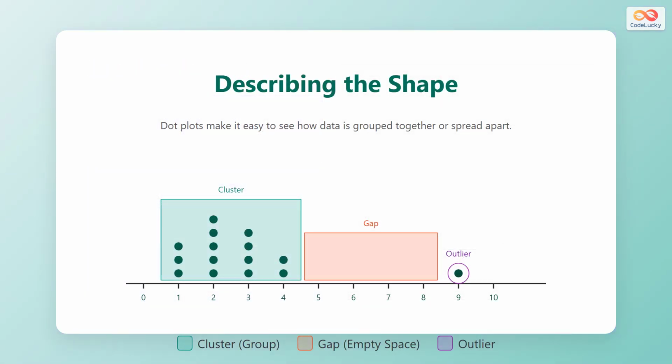Dot plots are fantastic for showing the shape of data. We can easily identify clusters, which are groups of dots packed close together. We can also see gaps, which are spaces where no data exists. Sometimes, we might see an outlier, a data point that sits far away from the rest of the group.